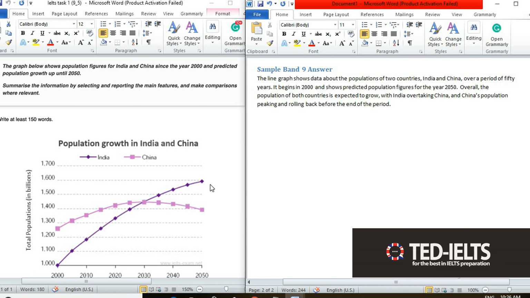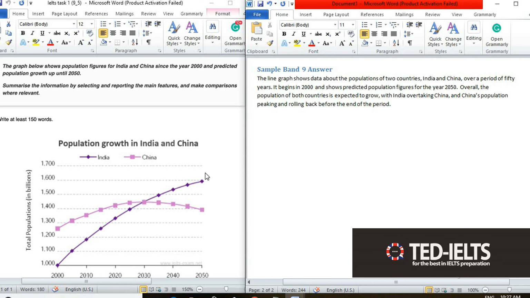I've mentioned, of course, that India overtakes China, so India starts much lower and finishes much higher. And I've mentioned that China's population peaks, that means to reach the highest point, and then rolls back before the end of the period. So it peaks around here and then falls back slightly to finish at around 1.4 billion.